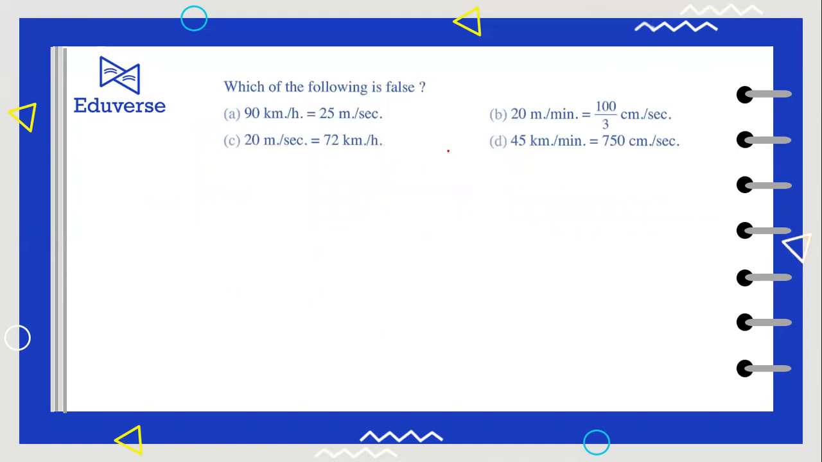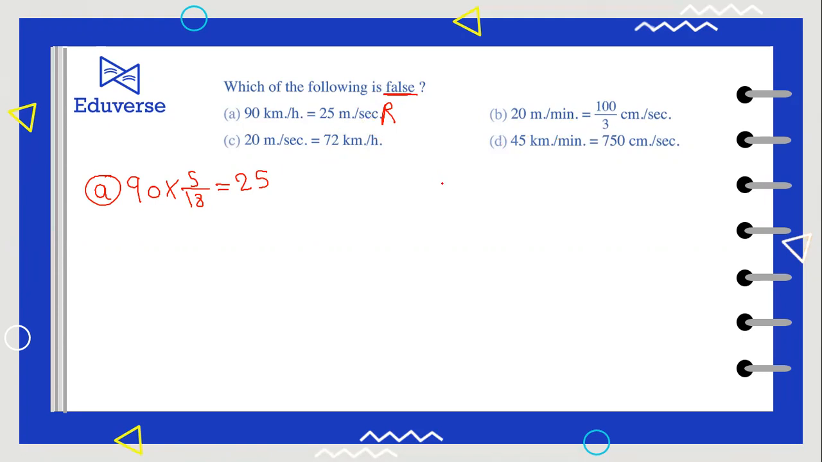Which of the following is false? Here I have four relations. Three of them are right, but one is false. I want to find it. I will try the first one, 90 kilometers per hour to convert to meters per second. I will multiply it by 5 over 18. Number A, 90 multiplied by 5 over 18 will be 25. Then it's right. I search for the false one.